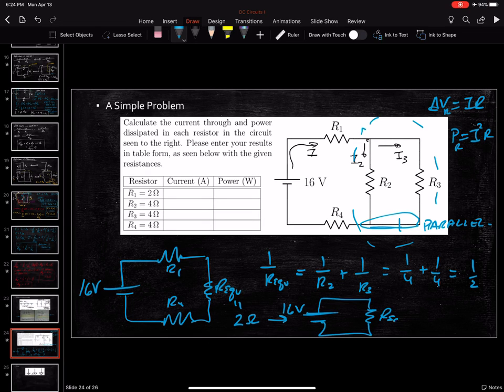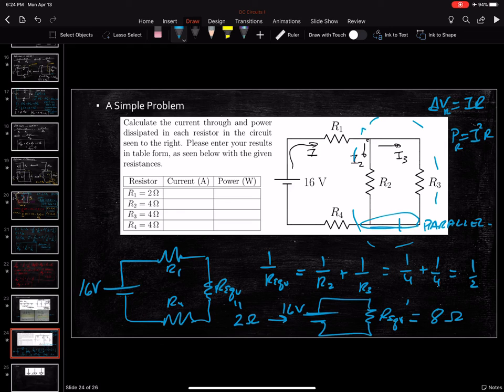R equivalent prime just means a different one. Now this collection here is in series, and so I just add up. I add up 2 plus 2 plus 4, that's 8 ohms. And so now that's nice. What does this tell me?